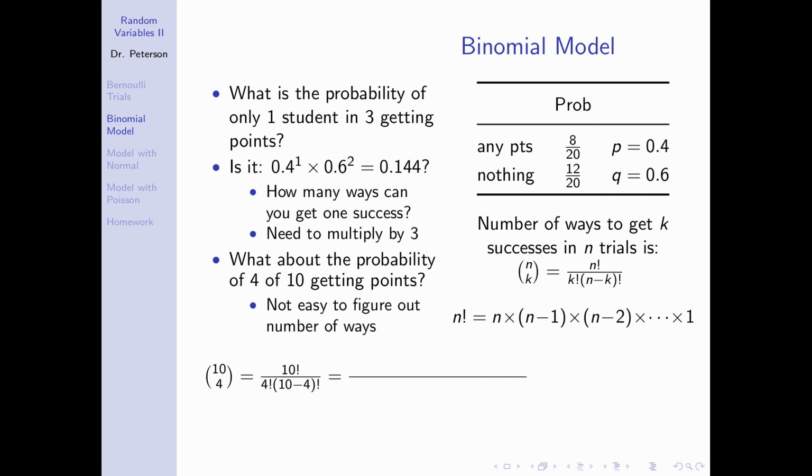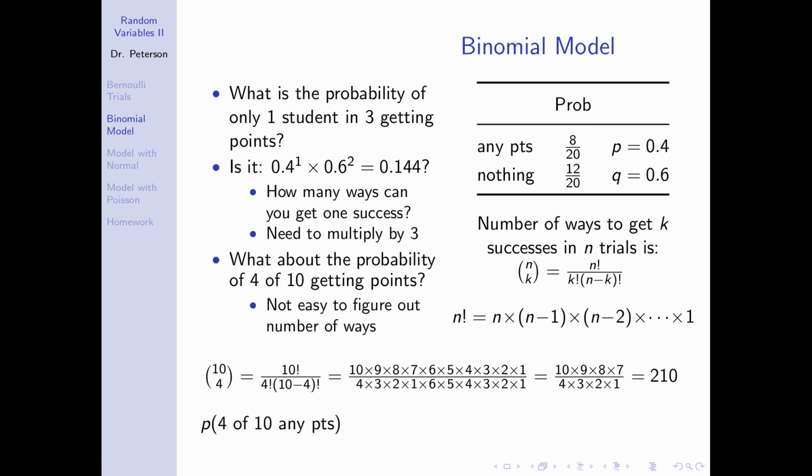We're going to expand this out. Before we multiply all these things out and get really big numbers, we can do a little bit of reducing. So there's our 10 factorial on the top. On the bottom we have our 4 factorial here, times our 6 factorial. Now what you'll notice is that the 6, 5, 4, 3, 2, and 1 all match up, which means we can get rid of those. And now we have 10 times 9 times 8 times 7, over 4 times 3 times 2 times 1, which means that there are 210 different ways of getting 4 successes in 10 trials.